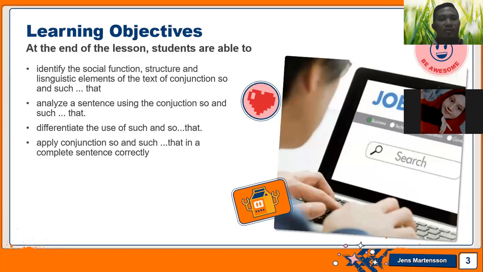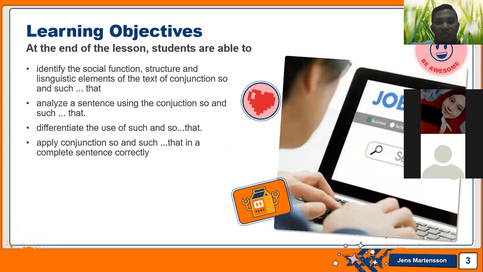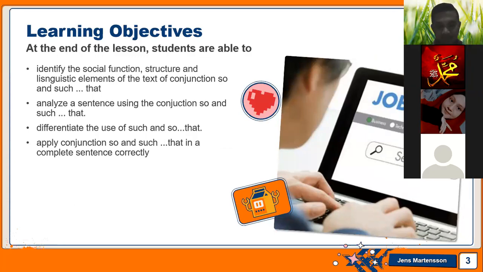Before we start, I'd like to introduce the learning objective of our lesson today. The first objective is, by the end of the class, you will be able to identify the social function, structure, and linguistic elements of the text of conjunction, so and such, and then connected with that. So and such is conjunction. Do you know what conjunction is? Kata penghubung, sir.